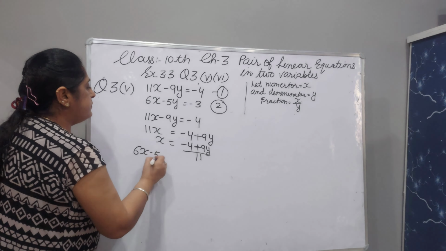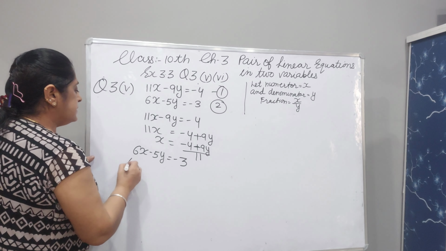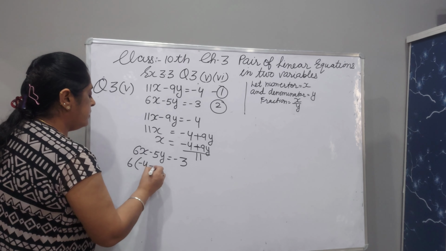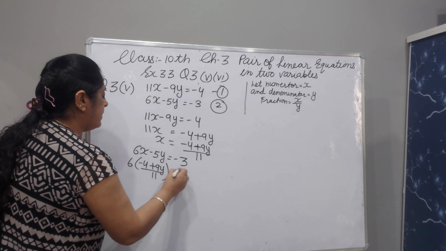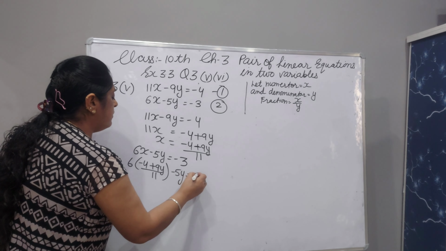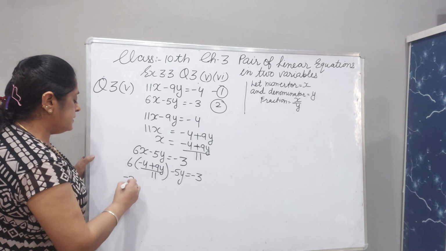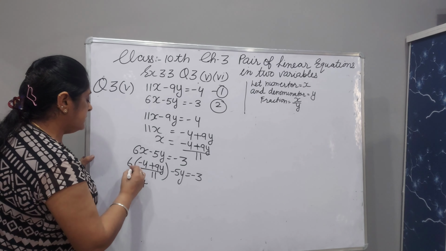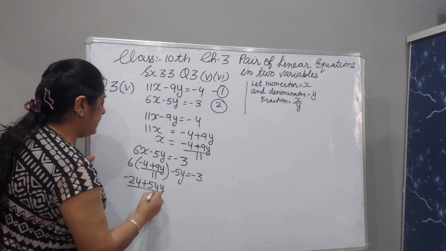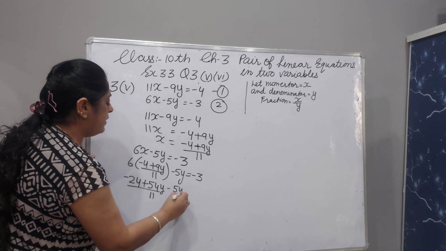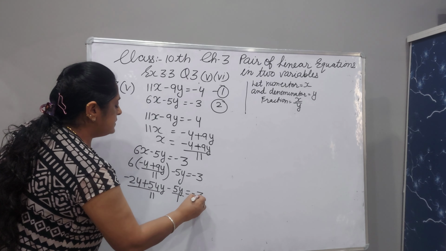6x minus 5y equal to minus 3, and the 6x value is 6 times (minus 4 plus 9y) by 11 minus 5y equal to minus 3. This 6 multiplied by minus 4, minus 24. 6 nines are 54y by 11 minus 5y. As a denominator nothing is there, you can write 1, and minus 3 upon 1.